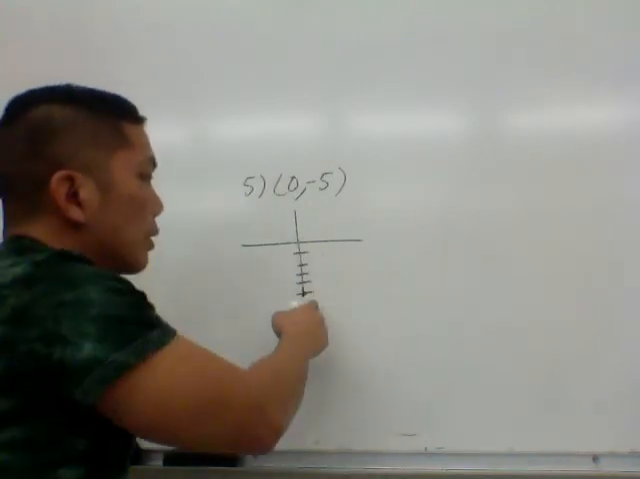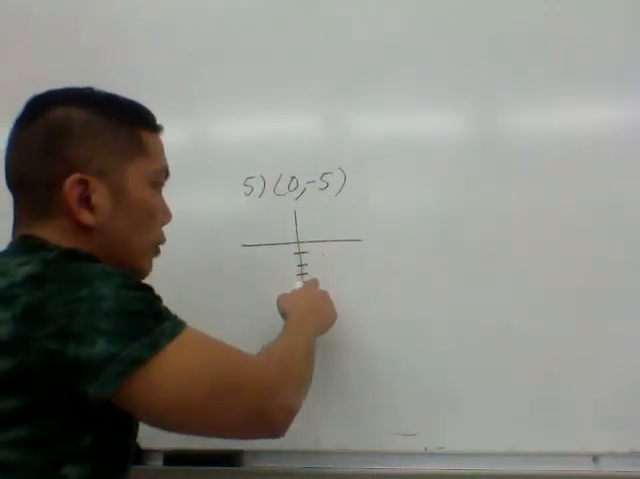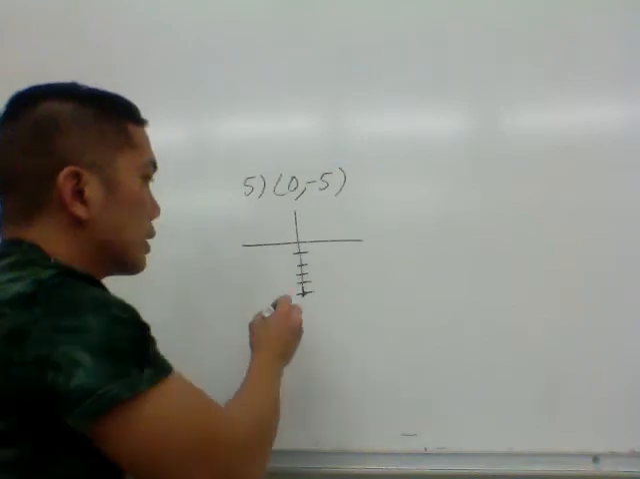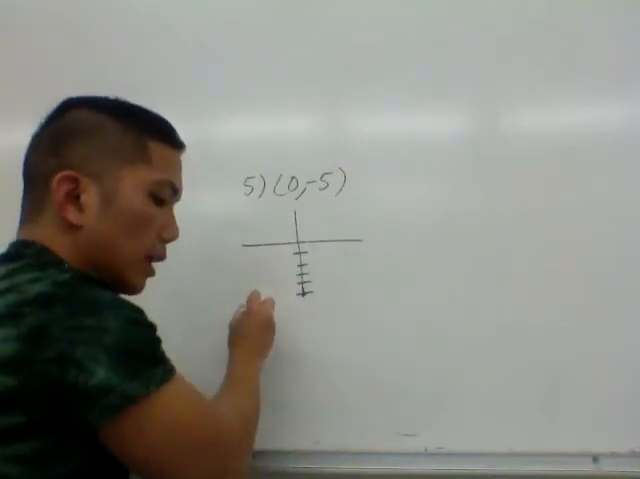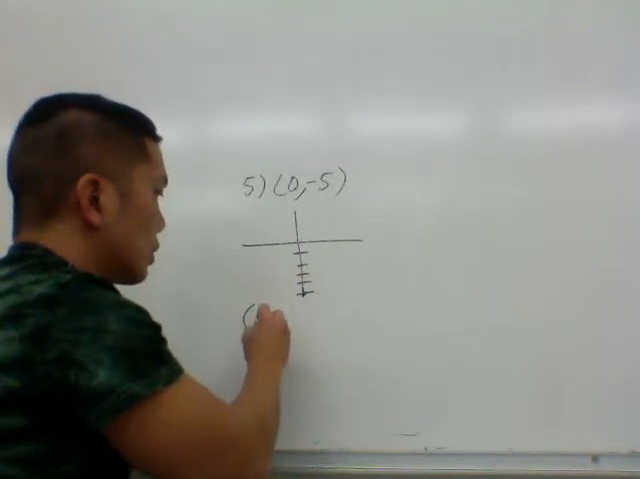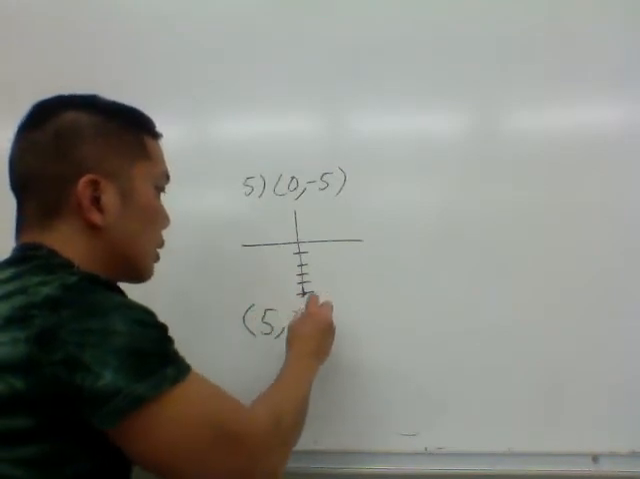Well, since I'm here, I could just count. It goes 1, 2, 3, 4, 5. So my r is 5. And my angle here is 3 pi over 2. So in polar coordinates, it's 5, 3 pi over 2.